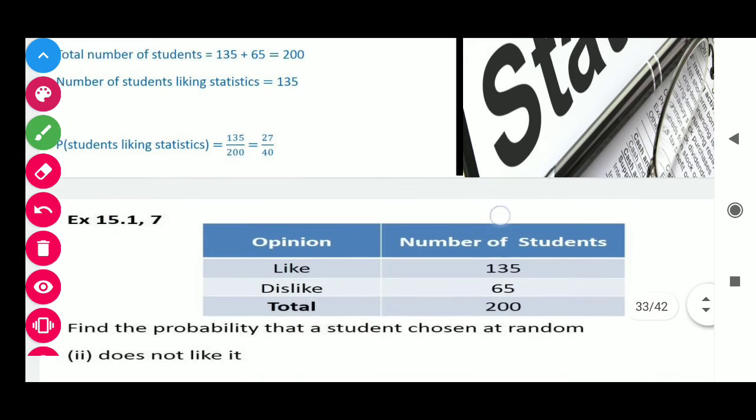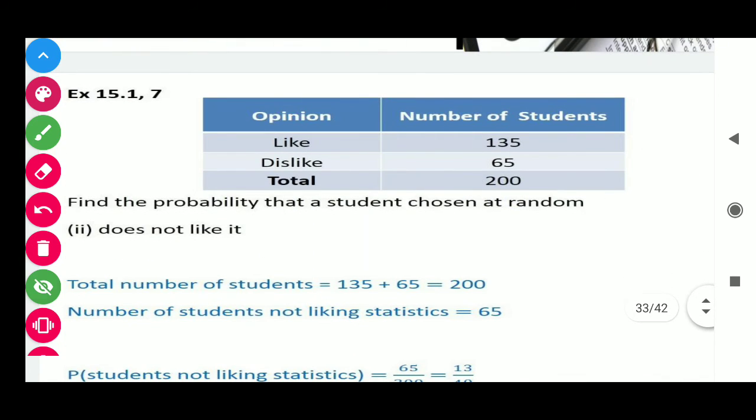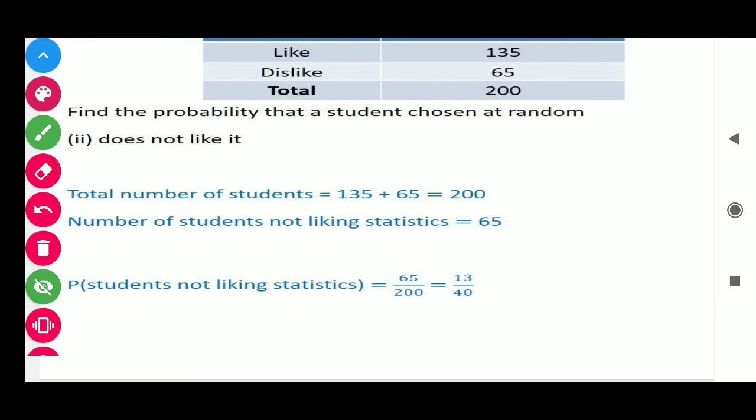Now students, here we have the second part of the same question. Find the probability that a student chosen at random doesn't like it. That means a student chosen at random dislikes the subject. So here we have 65 as the number of students who don't like it. Total number of students are 200 and number of students not liking statistics are 65. So here we have the probability 65 over 200. So in this way students, we get the answer 13 over 14.